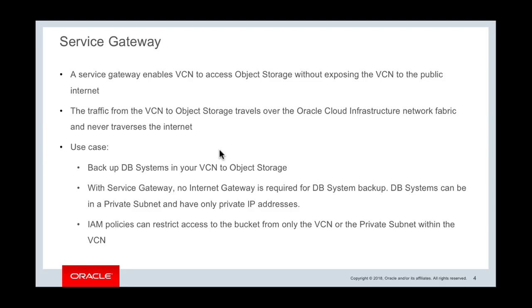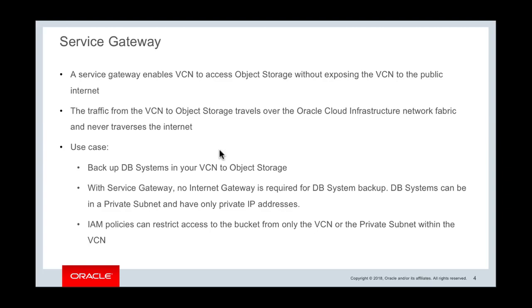Now, without the service gateway, your VCN must have an internet gateway to access the public endpoints of the object storage. The database systems must have public IP addresses and be in a public subnet with access to the internet. Or the other way can be that you can set up a NAT in your VCN and access the public endpoints via the NAT.